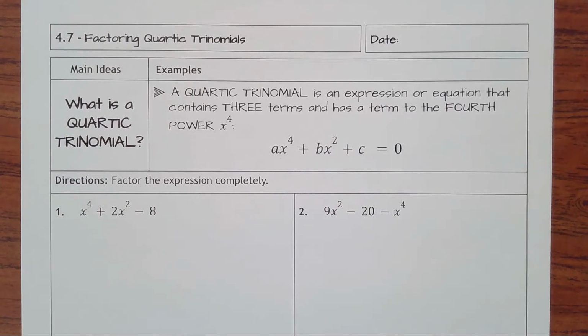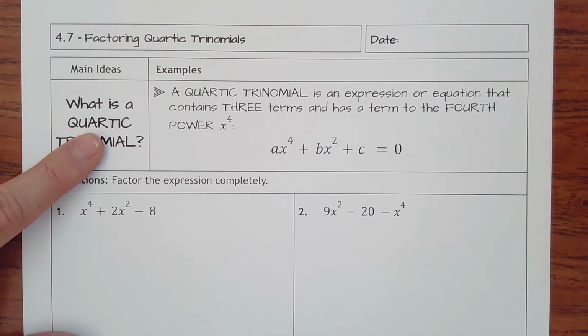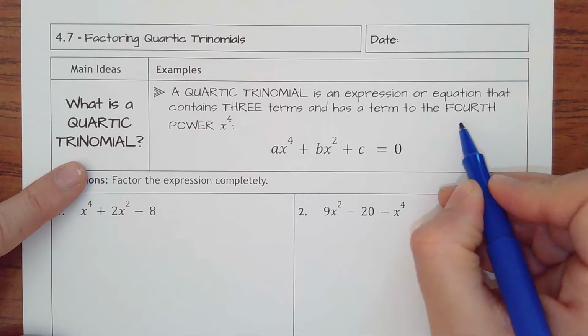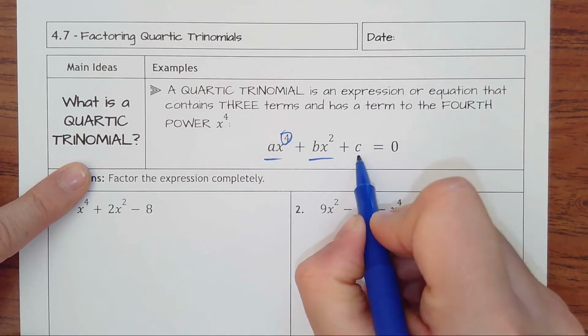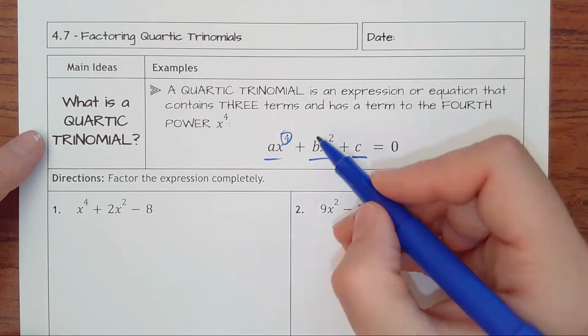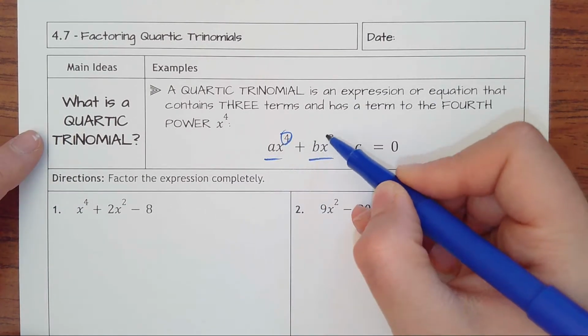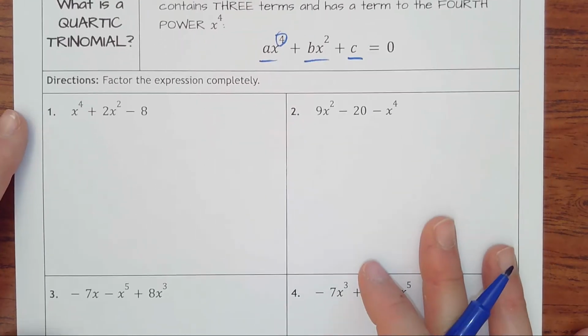Lesson 4.7, factoring quartic trinomials. Quartic, think of quarter 4, so it's something to the 4th degree or has a 4th power. And then its trinomial's got 3 terms. Okay, so you'll have something to a high power, something kind of in between, and then maybe a constant.